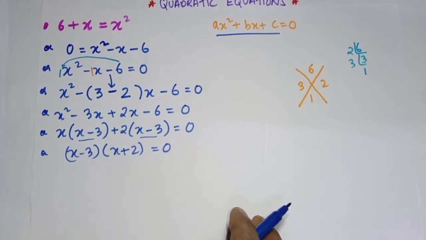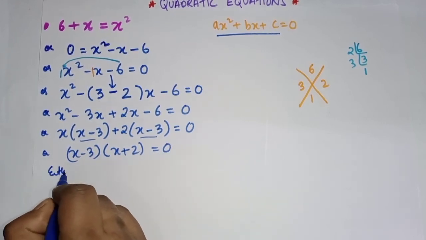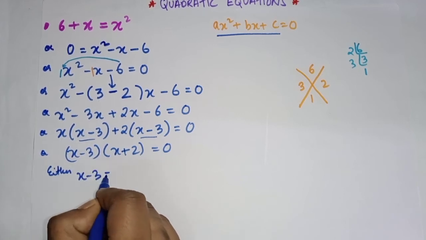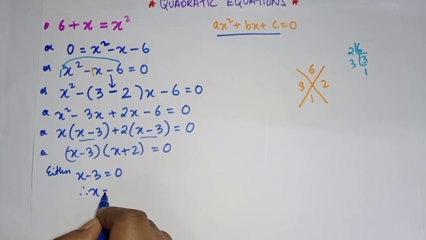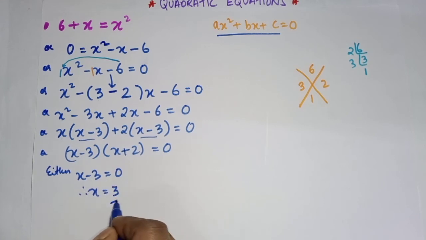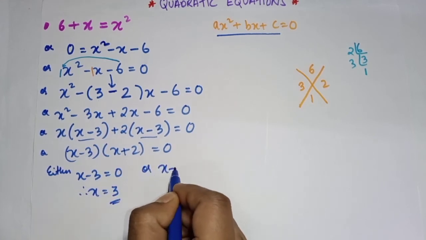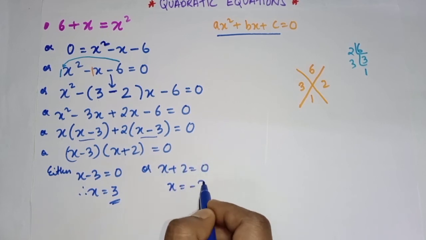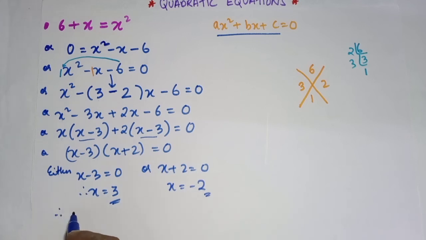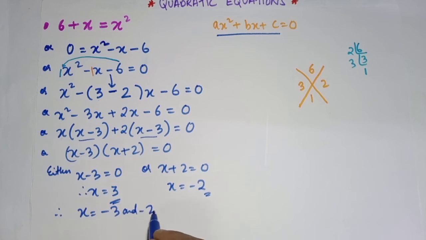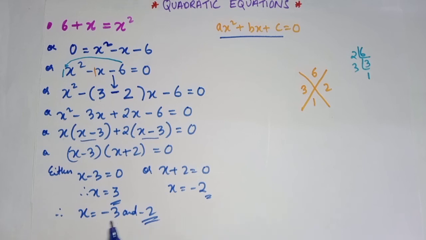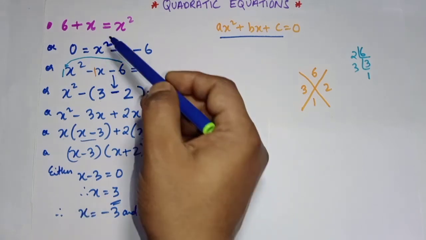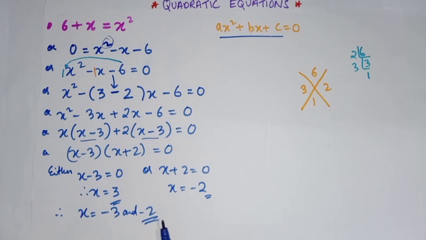Now what do I have to do? Either or. So either x minus 3 is equal to 0. So therefore x equals minus 3, when it goes that side it will be 3. Or x plus 2 is equal to 0. So when this plus 2 goes that side it will be x equals minus 2. So therefore I got the answer. Therefore x equals 3 and minus 2. So already I have told you that in a quadratic equation there will always be 2 roots, since the highest power is 2, because of that reason.